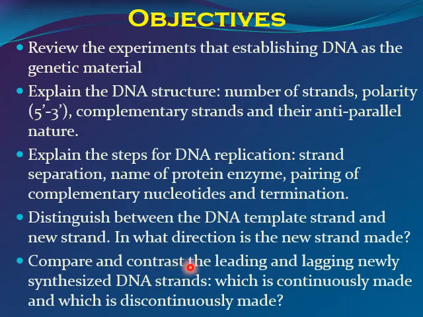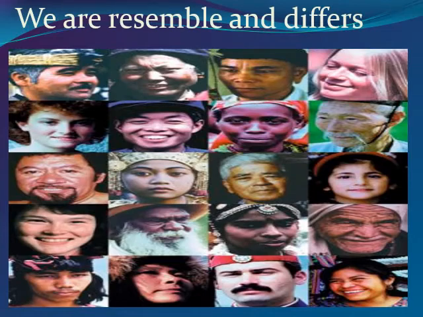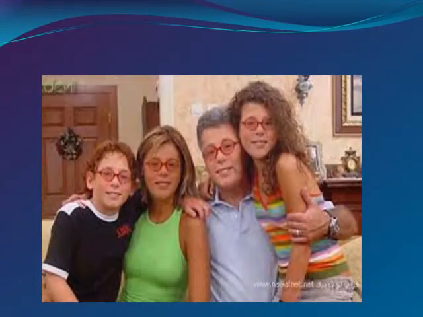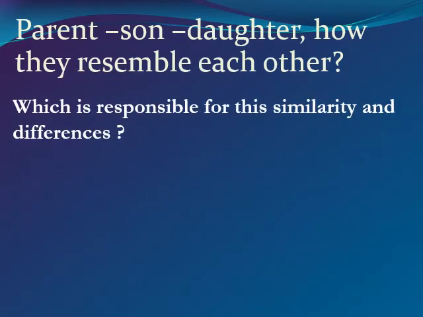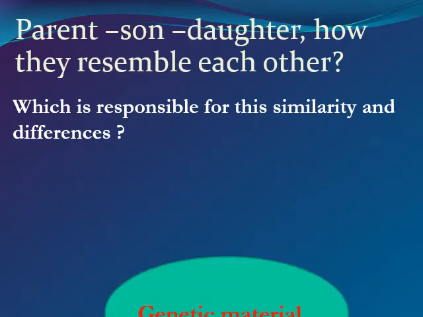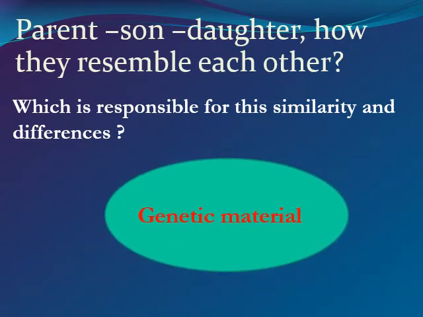Compare and contrast the leading and lagging newly synthesized DNA strands: which is continuously made and which is discontinuously made. We resemble and differ. Parents, son, daughter, how do they resemble each other? And what is responsible for this similarity and differences? It is the genetic material, or DNA.